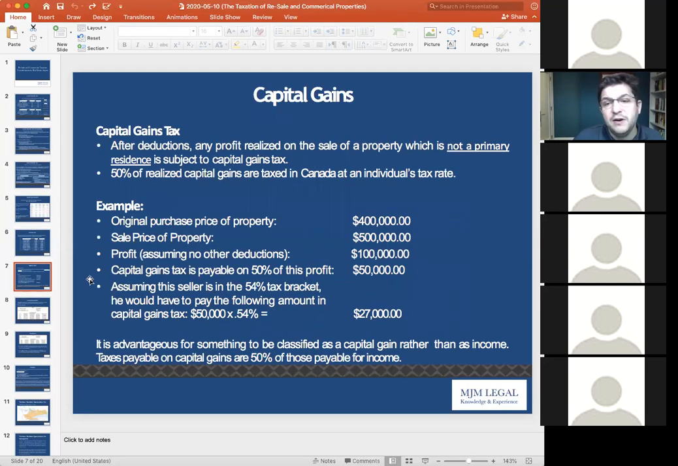Capital gains is a bit different. Capital gains basically works the following way. And I know most of you know this. I'm just going over it quickly because I want you to understand tax, and it's going to factor into some of the more complex areas that we're about to get to.